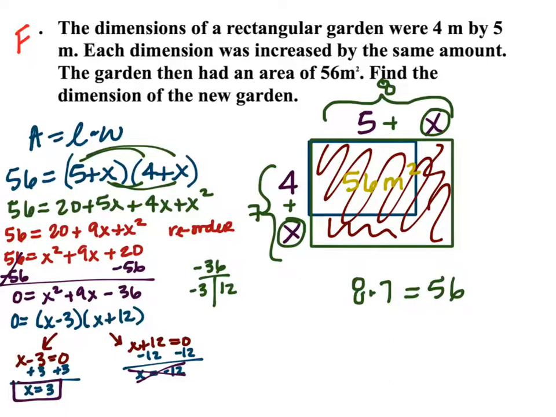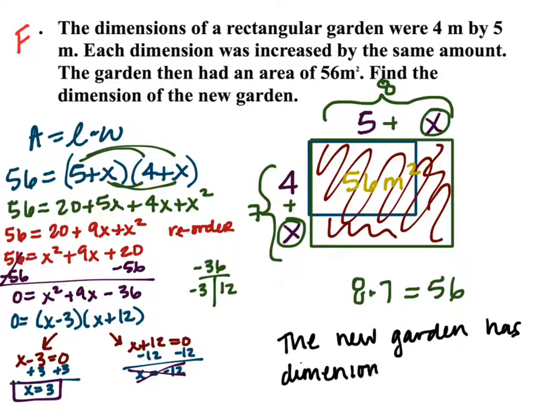Awesome. So from here, we just need to write our sentence, and we are finished. This asked us to find the dimensions of the new garden. So the new garden has dimensions of 8 meters by 7 meters.